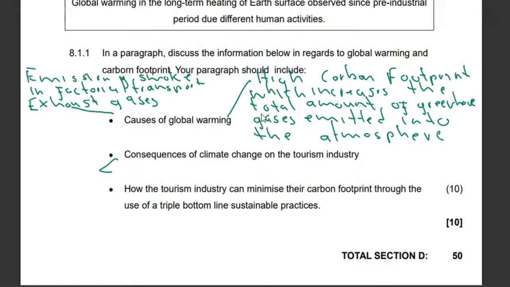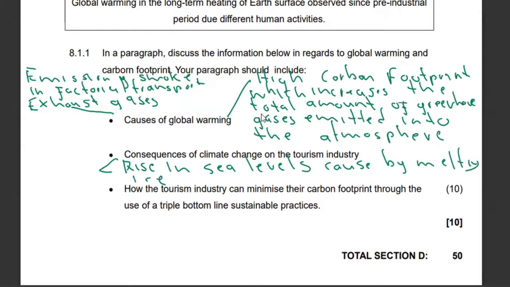Consequences: rise in sea levels, caused by melting ice in the poles. Then in addition to that, we also have heat waves and floods. Climate change, extreme temperatures, heat waves, desertification, etc.